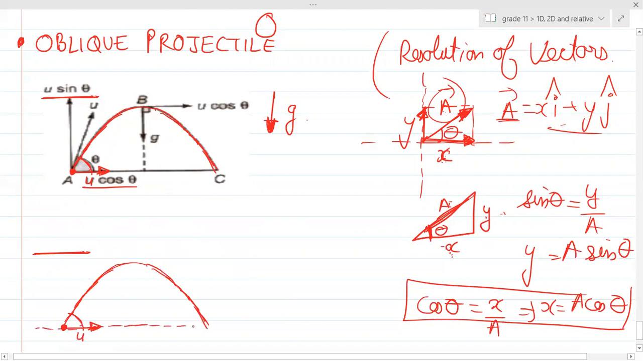So basically, suppose this is your ground level.